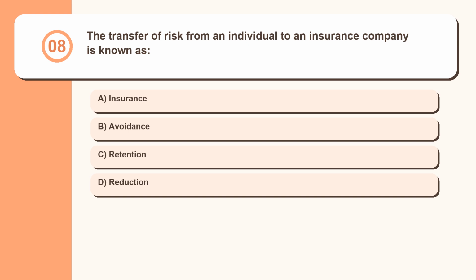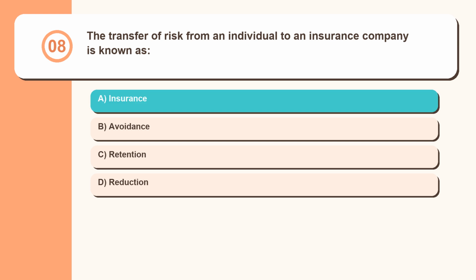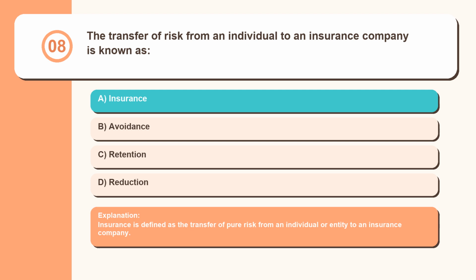Question 8. The transfer of risk from an individual to an insurance company is known as insurance, avoidance, retention, reduction. Insurance is defined as the transfer of pure risk from an individual or entity to an insurance company.